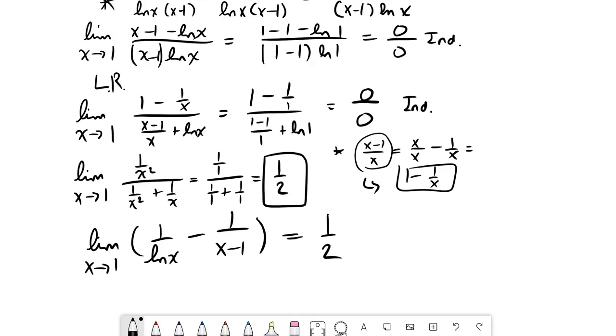And that's it for this one. Next time we're going to look at a different method to find different indeterminate forms and how to work with those. It's a very interesting way to do it, to say the least. So that's it for this video.